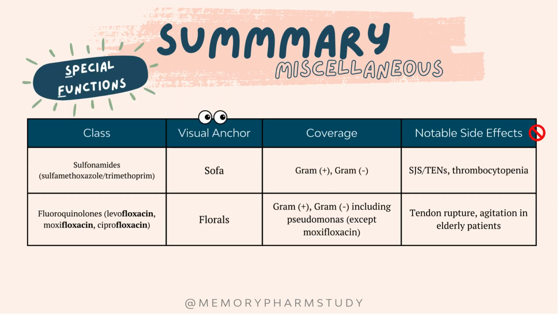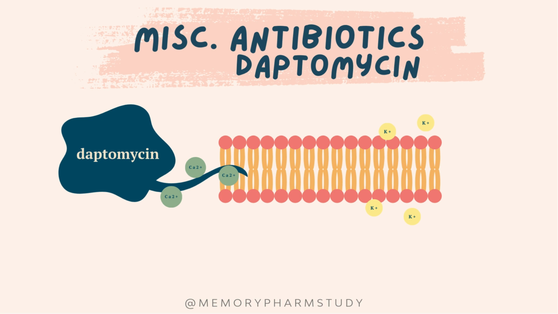Now that we covered all the main classes, let's get into the miscellaneous antibiotics. Daptomycin works by inserting its lipophilic tail into bacterial membranes using calcium, causing depolarization, potassium leakage, and cell death by halting DNA, RNA, and protein synthesis.